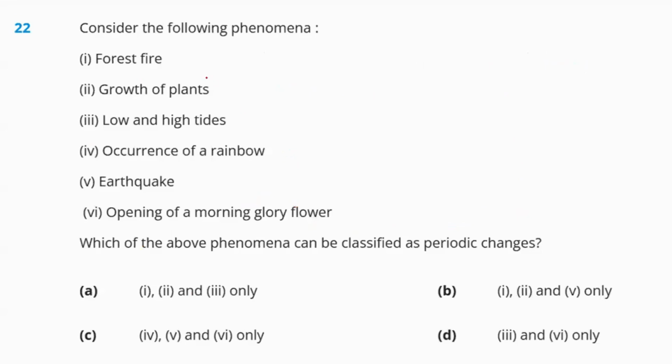Question number 22. Consider the following phenomena: forest fire, growth of plant, low and high tides, occurrence of rainbow, earthquake, opening of a morning glory flower. Which of the above phenomena can be classified as periodic change? Everybody, periodic changes are when any change happens after a fixed period of time, right? So here, low and high tides and opening of the morning glory flower are the best examples for that. So our answer would be option number D here.